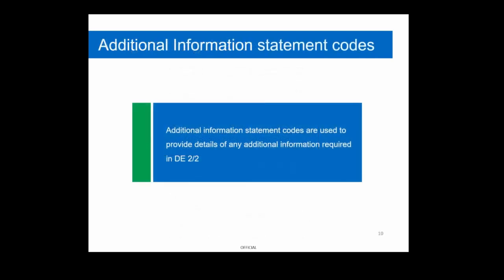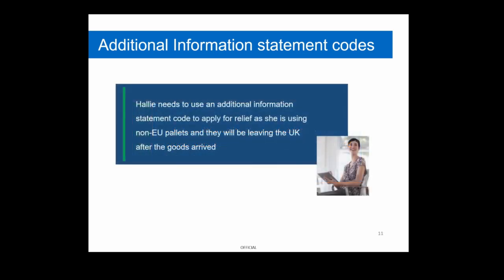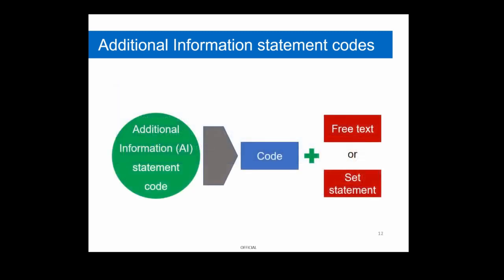Additional information statement codes are used to provide details of any additional information required in data element 2.2. Hallie needs to use an additional information statement code to apply for relief, as she is using non-EU pallets and they will be leaving the UK after the goods arrived. Additional information statement codes are made up of a code followed by free text or a set statement.